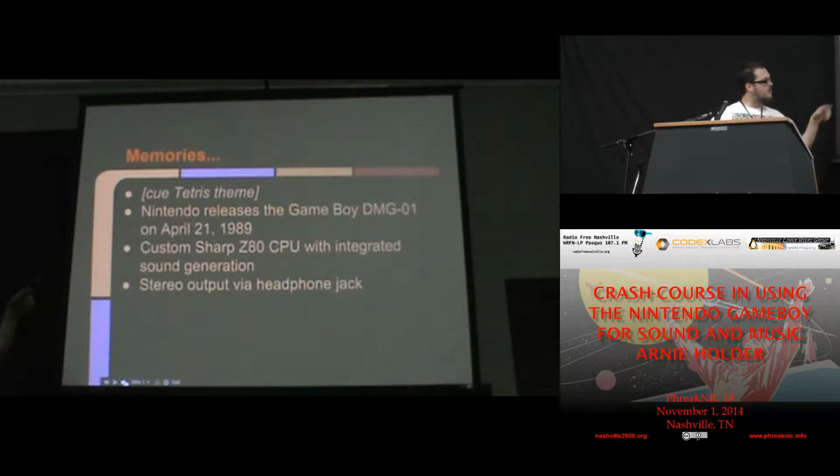So the original Game Boy DMG-01 was released in April 1989, this guy. It has a Z80 CPU with integrated sound generation and stereo output, which is significant at the time, with everything else up to that point being mainly mono or at least a single hardware output.